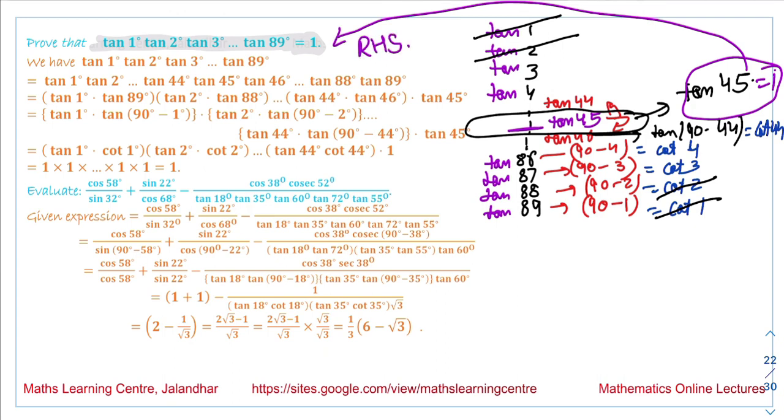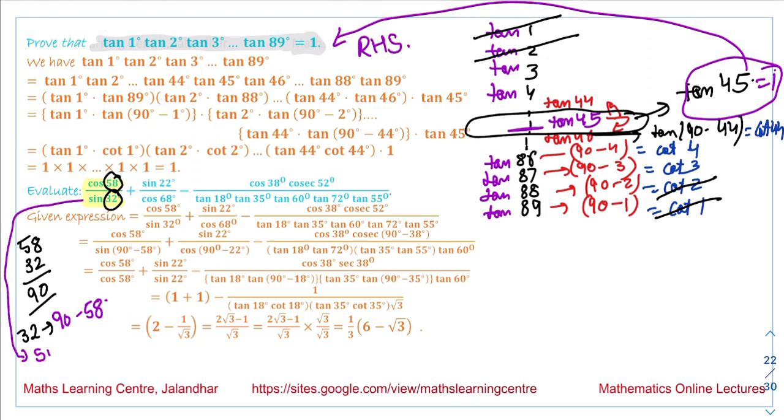Similarly, in the next question, it is cos 58 over sin 32. For the first term, if we sum both these angles, 58 and 32, the sum is 90. So in place of 32, I can write 90 minus 58. The denominator will be sine of 90 minus 58, which is equal to cos 58. Both of these get cancelled, and we are left with the answer 1 for the first term.